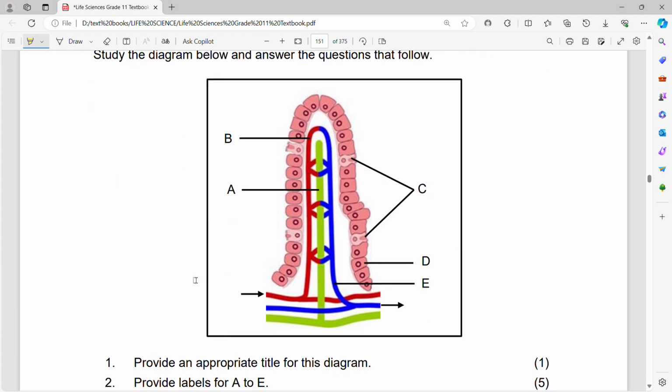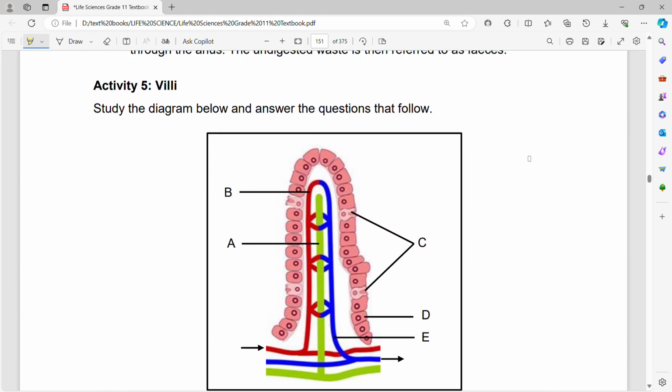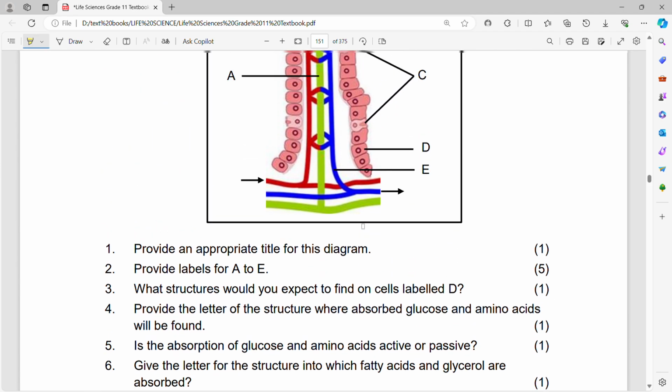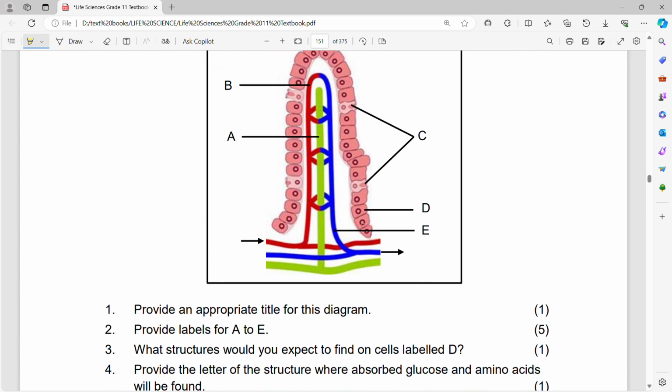This will bring us to the end of the lesson. Again, these are the activities which will be provided in the Stuvia notes for the digestive system.